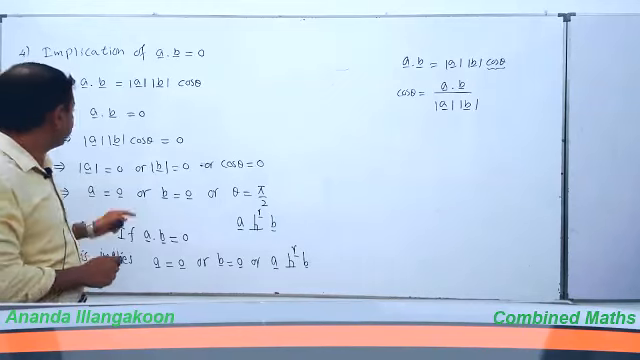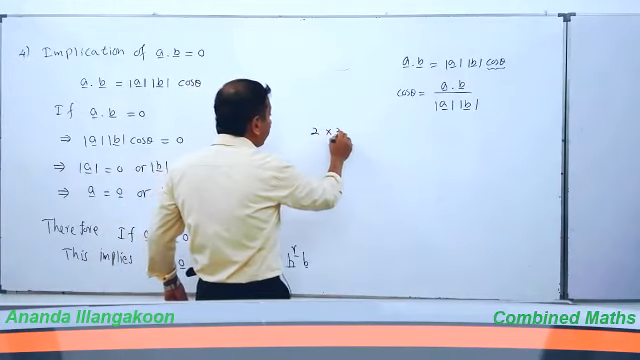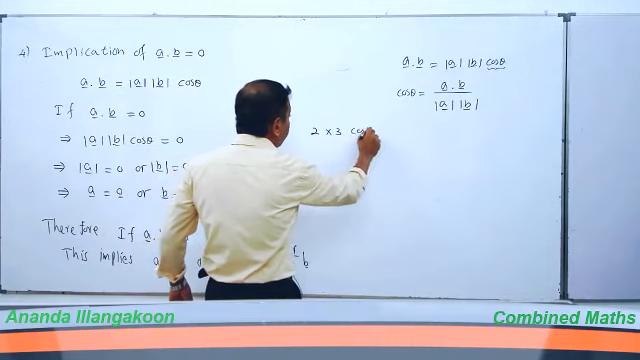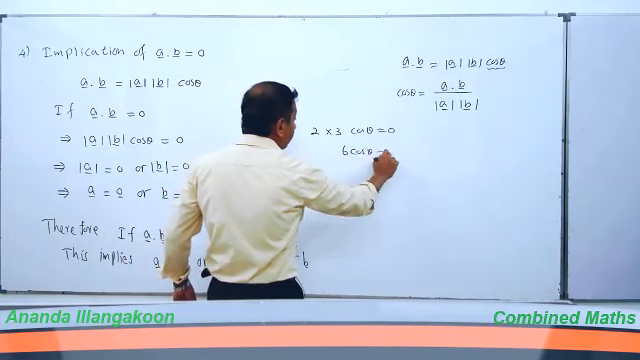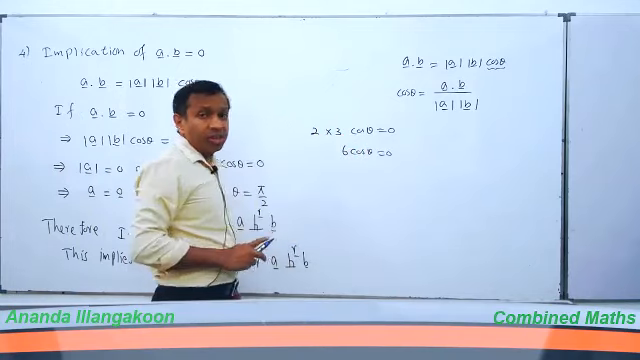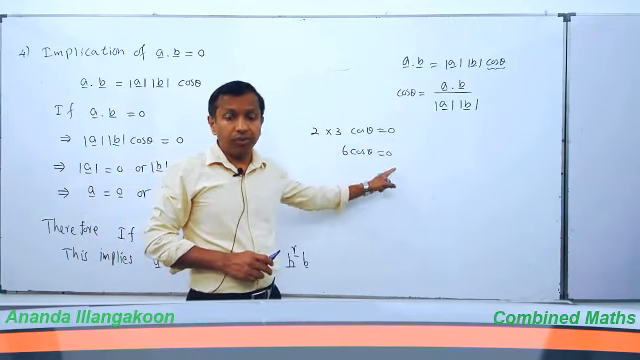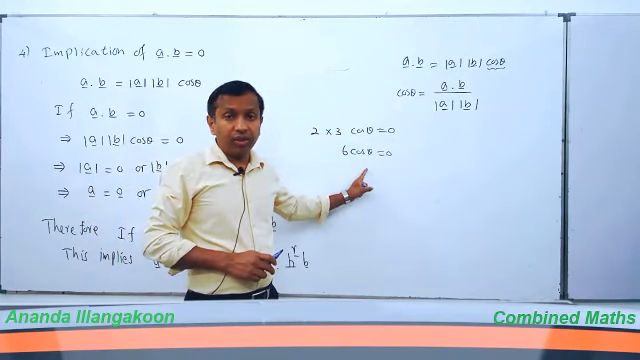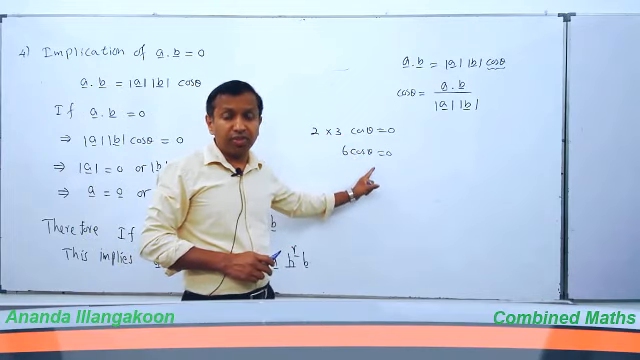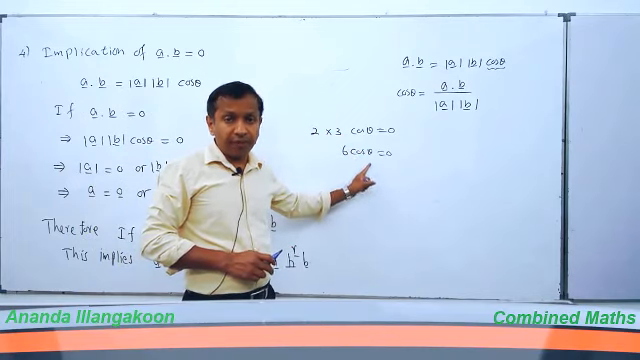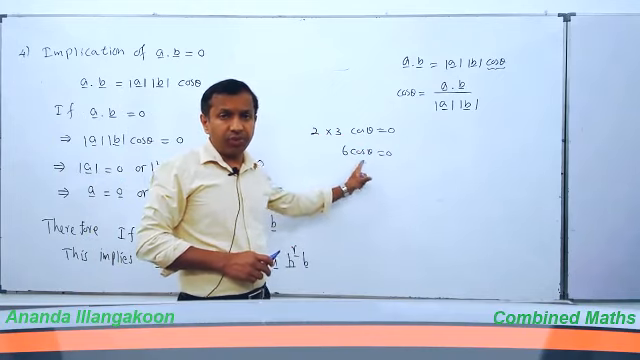For example, suppose mod A is 2, mod B is 3, and cos theta is 0. Then we have 6 times cos theta. When you multiply 6 and cos theta, the answer is 0. To get the answer 0 by multiplying 6 by a number, that number should definitely be 0. Then only 6 into 0, the product will be 0.